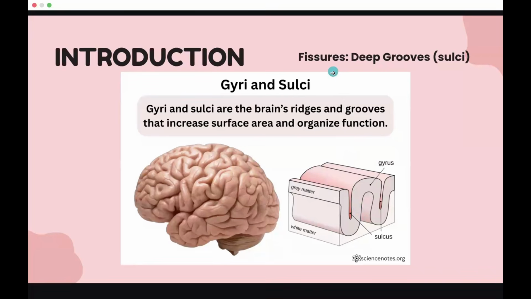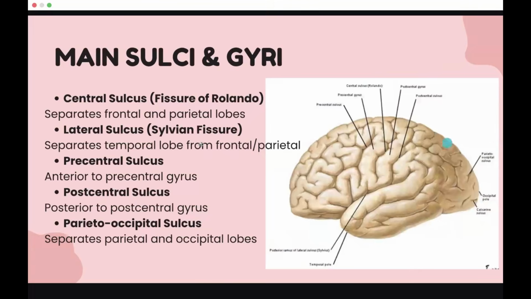A shallow groove is just called a sulcus, but a deeper groove is called a fissure. This also helps organize the brain into different anatomical parts, such as the main sulci and gyri that are used to better identify different parts or lobes of the brain.